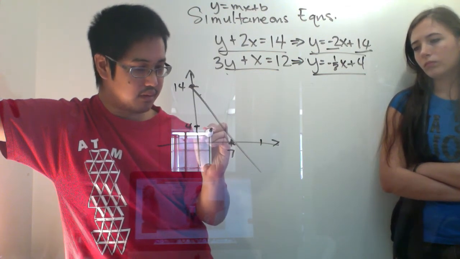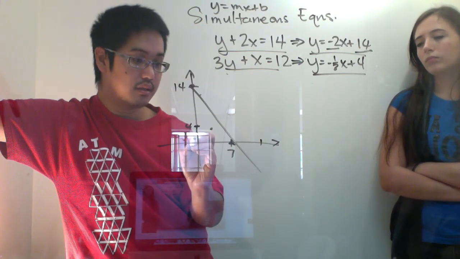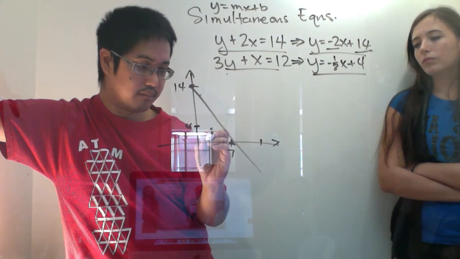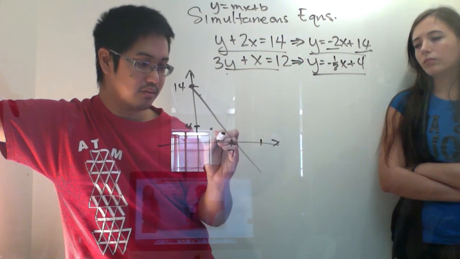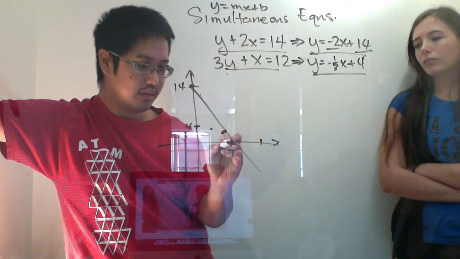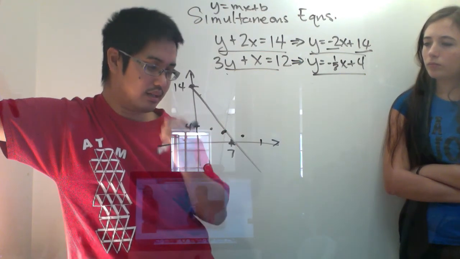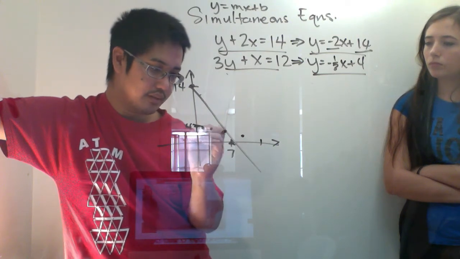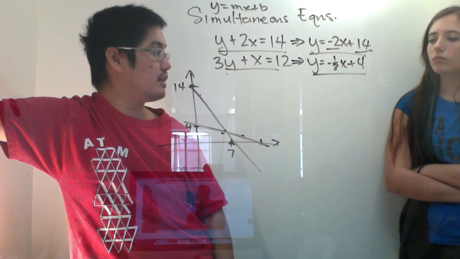I'll be hanging out here at 3, 3. Does that make sense? Yep. And then I'm going to go down 1, so I'm at height 2. I go across 3, so I'm at 6, 2. Right. And then I'm going to go down 1 more, and I'm going to go across 3, and I'm here at 9, 1. So this would be kind of my graph of that. Does that make sense to you?